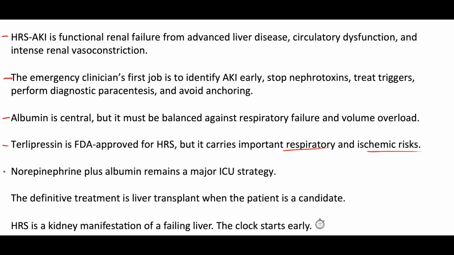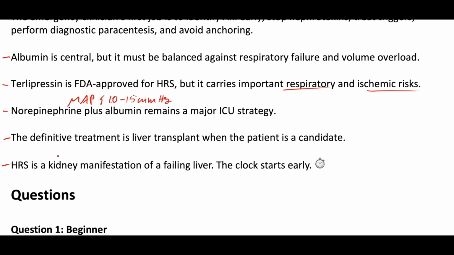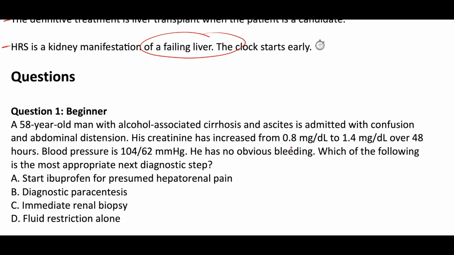Norepinephrine plus albumin plus octreotide remains a major ICU strategy. That norepinephrine is going to push that MAP somewhere in the 10 to 15 millimeters of mercury range higher than you would otherwise. Definitive treatment is liver transplantation if folks are candidates. And HRS is a renal manifestation of a failing liver, right? That's the key there.